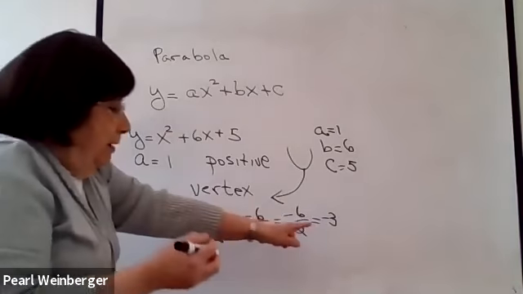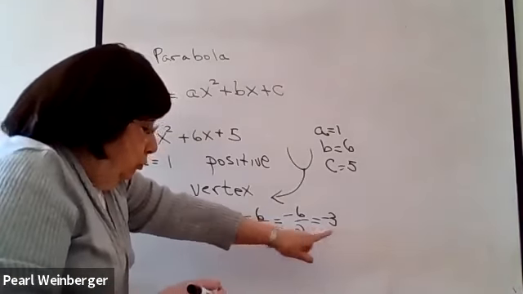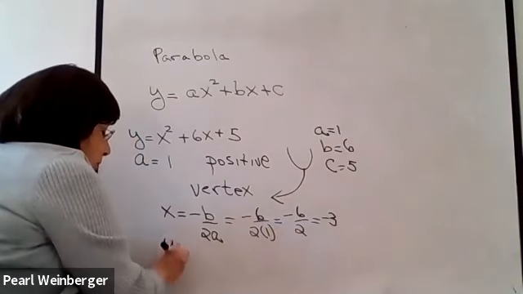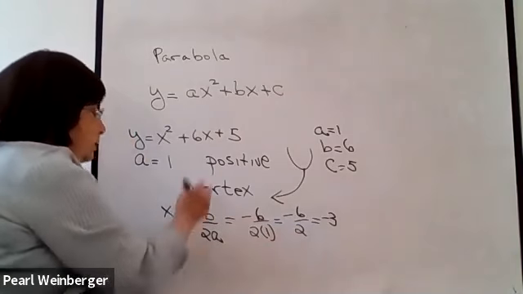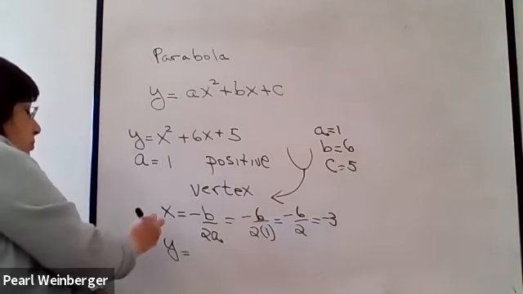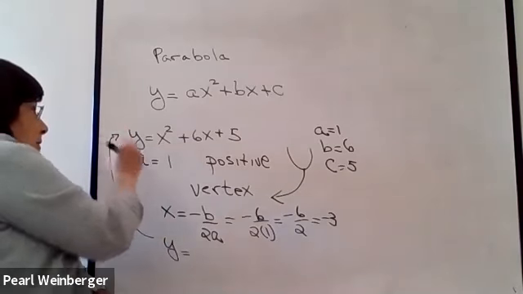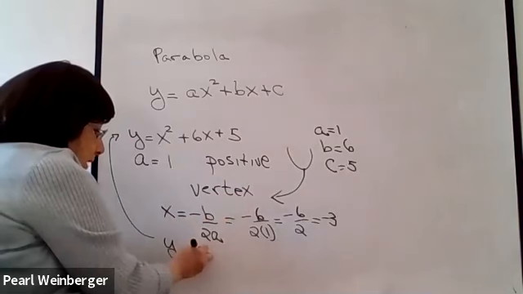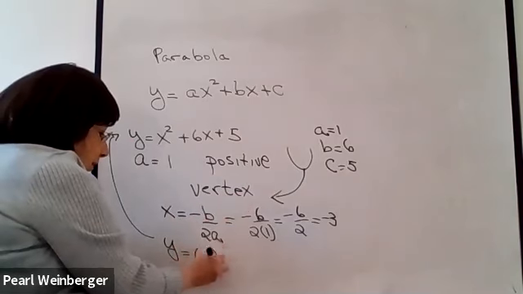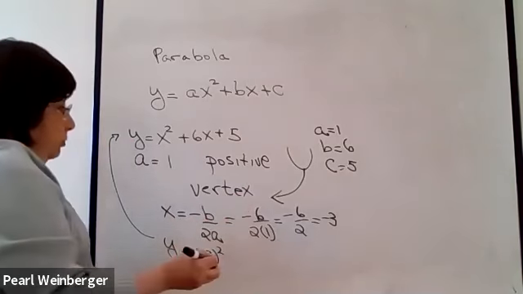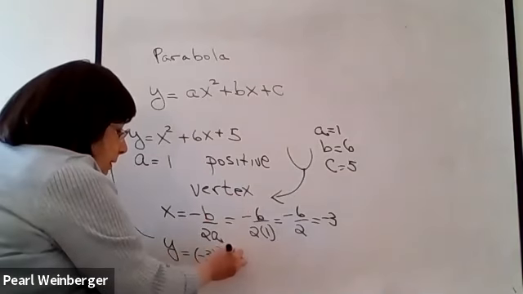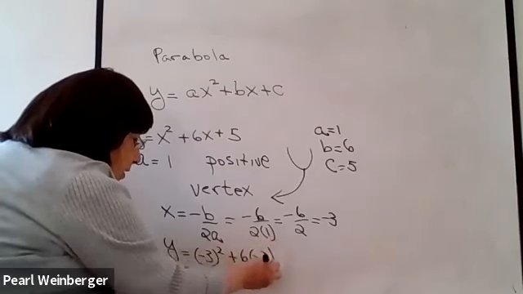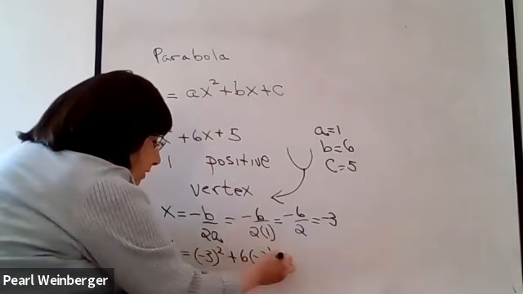So once I have what the x is, I can figure out what the y is by substituting it into the original equation. The y is equal to x squared plus 6x plus 5. Well, now we know my x is negative 3. So negative 3 squared plus 6 times negative 3 plus 5.